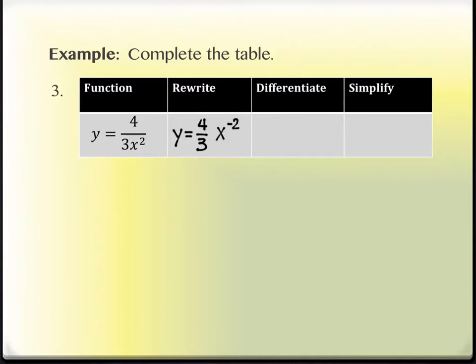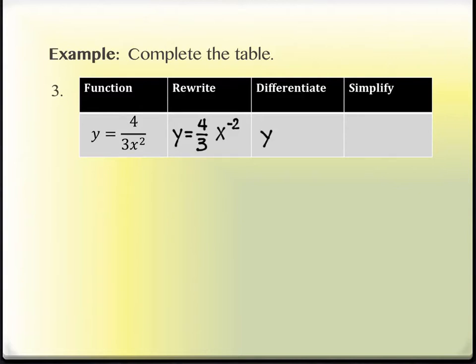And you can write it like that, or you can actually bundle it up with the 4 in the numerator if you wish. It doesn't matter. I kind of like writing it separate, so I'm going to leave mine separate. This is how we can rewrite it. Once you've rewritten it, then you're going to differentiate. Differentiate means find the derivative.